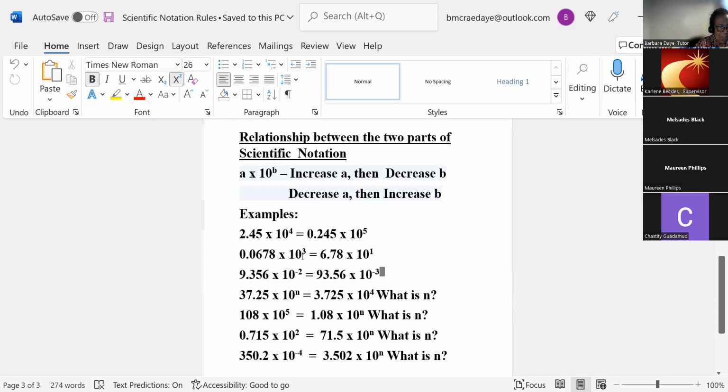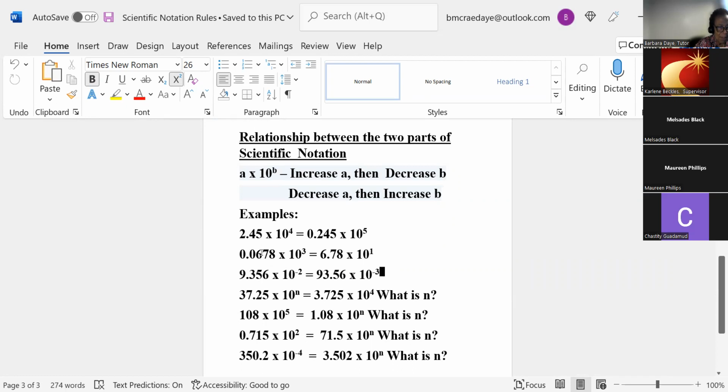Here's another one. 0.0678 times 10 to the third. I move my decimal point between my 6 and the 7. Is that an increase or decrease, Mercedes? That's an increase, right? How many places did I move my decimal point? Right here, 0.0678. You move the decimal point 3 places, between 6 and 7.